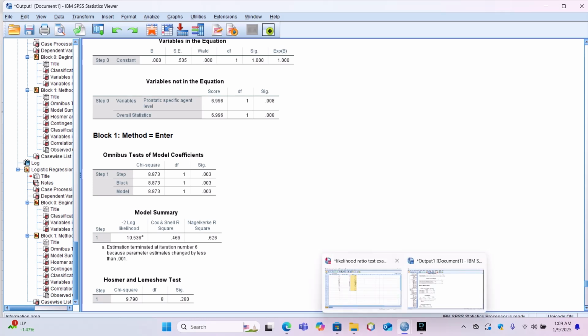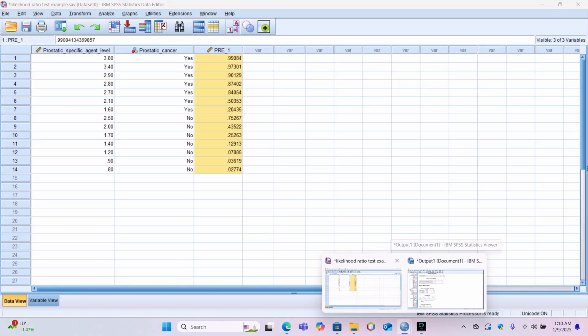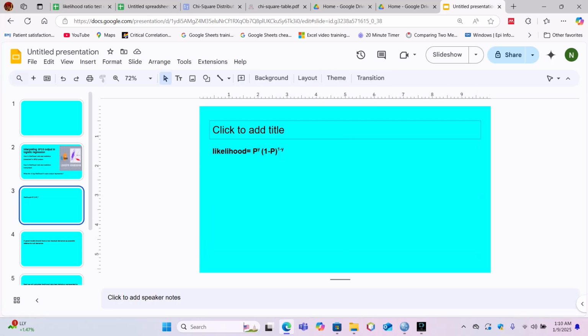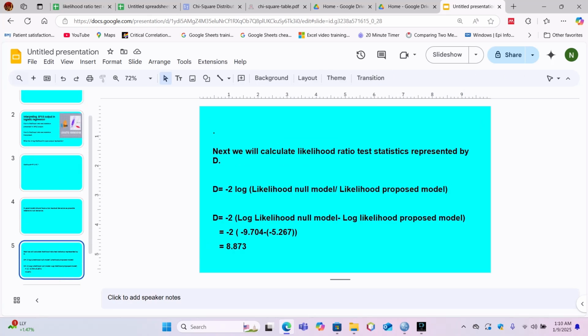Now we go into our next section, where we compute the likelihood ratio test statistic. To compute it, we go into the next slide, where the likelihood ratio test statistic is calculated by taking -2 log of the likelihood of the null model divided by the likelihood of the proposed model. So it is the ratio of the likelihood of the null model and the likelihood of the proposed model. By the logarithm rules, there will be a minus sign: log likelihood null model minus log likelihood proposed model.